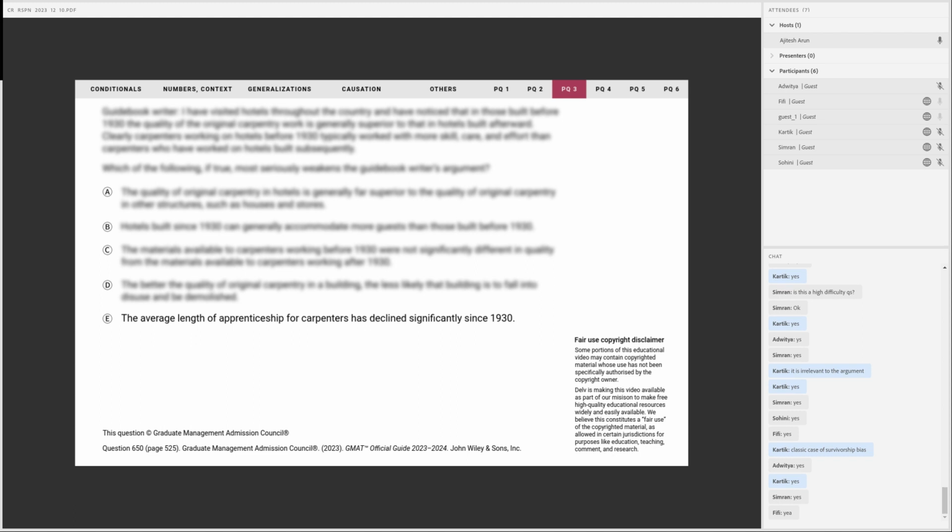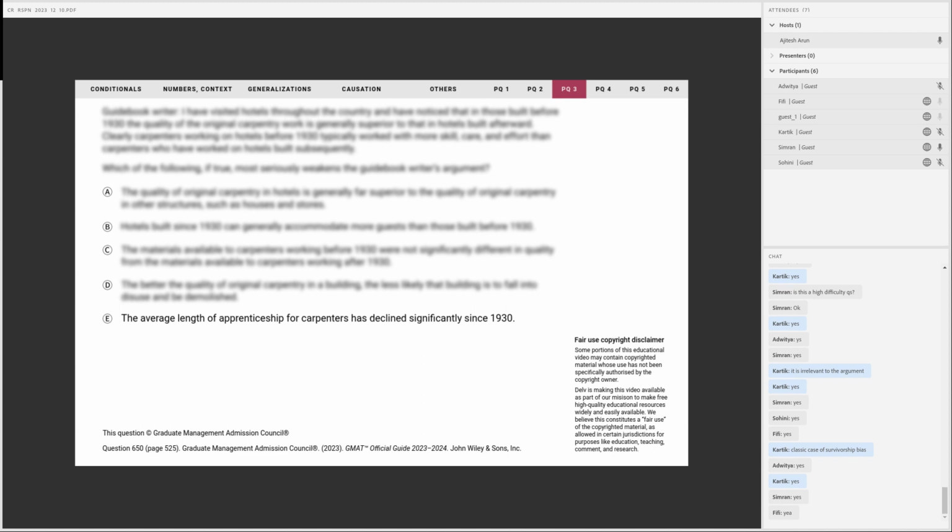Now, I say that this is a fun option because I sometimes receive, let's say, very imaginative responses for why E is wrong or why it is right. Let me turn this over to you guys. The average length of apprenticeship for carpenters has declined significantly since 1930. What do we think? How do we remove it? Some people tell me that E should be correct. How do we mark it, or why would we mark it? Give me your reasoning for this.